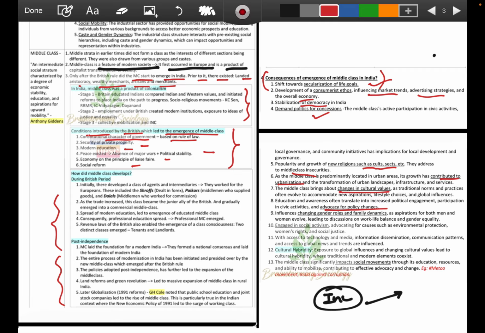It advocates for policy changes, influences changing gender roles and family dynamics, engages in social activism, and impacts social movements, like the Me Too movement and all these movements. In recent times also, Sonam Wangchuk and the NEET protest, the paper leakages protest, whatever is going on.